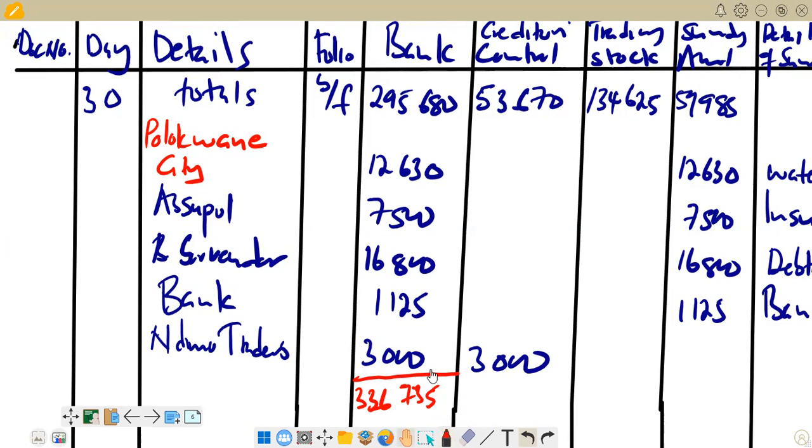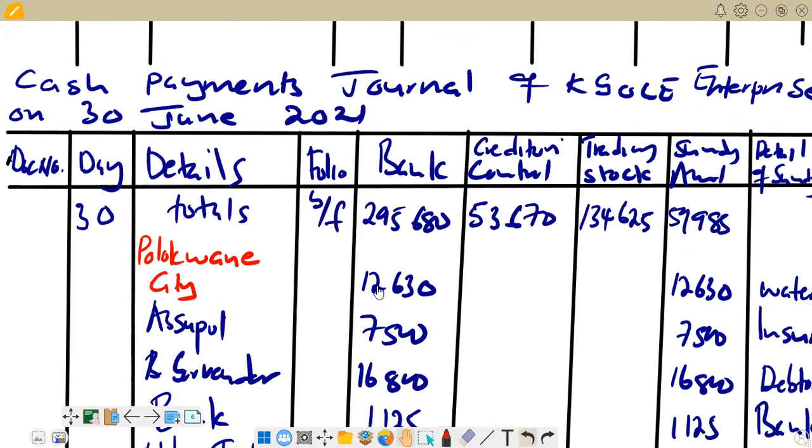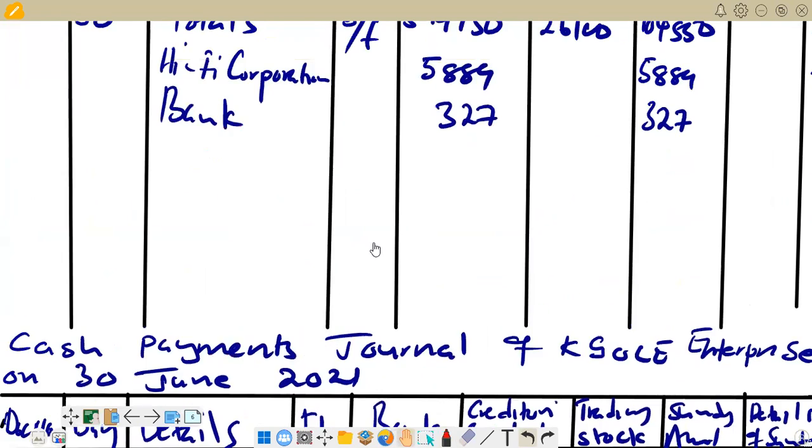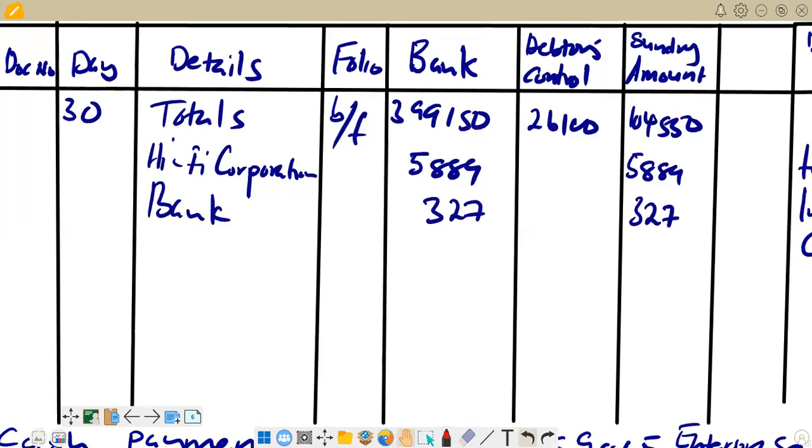On the cash receipts journal, again, we are going to do the same by adding and getting the total. We add here 399,150 plus 5,889 plus 327. We get 405,366. So this is what we have.